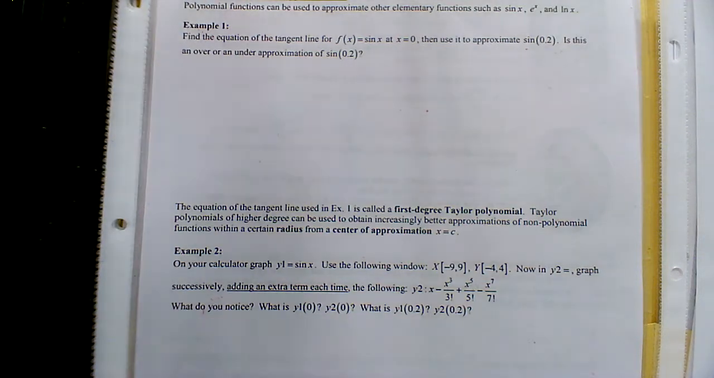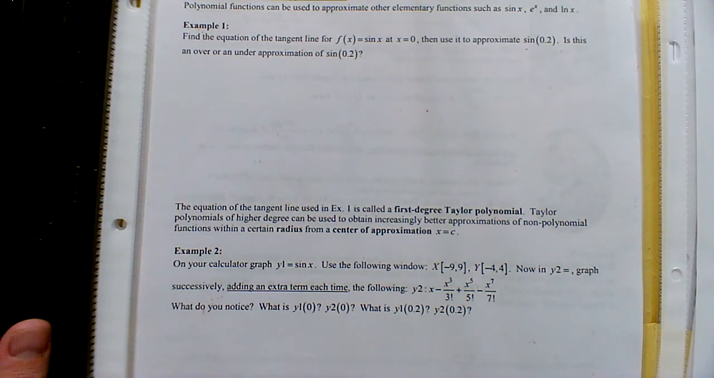Okay. So 3.3, we're going to talk about what's called Taylor polynomials. So this is about approximation. Yesterday I mentioned at the end of class, or quickly drew on the board, a random graph with a line and how you could approximate some point close to it. And I mentioned you've done similar things, but now we're going to expand upon that and approximate using curves, so the curve will get closer and closer to what we're trying to approximate. Polynomial functions can be used to approximate other elementary functions such as sine x, e to the x, and natural log of x.